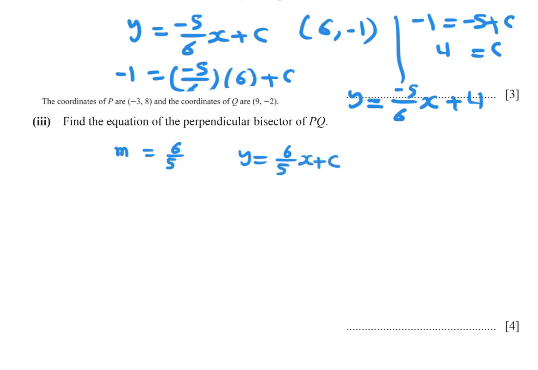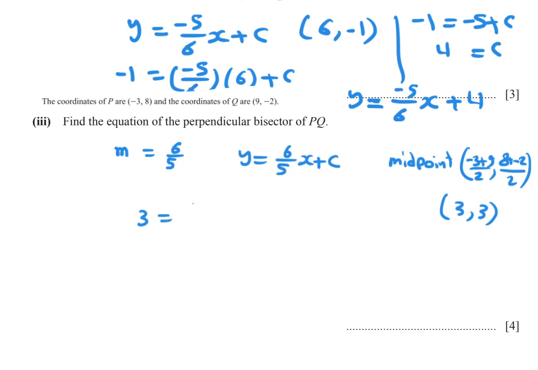To find c, because it is a bisector, we need to find the midpoint between P and Q. So the midpoint between P and Q equals (x plus x) over 2, so (-3 plus 9) over 2, and (y plus y) over 2, so (8 plus -2) over 2, equals (3, 3). By substitution, 3 equals 6 over 5 times 3 plus c.